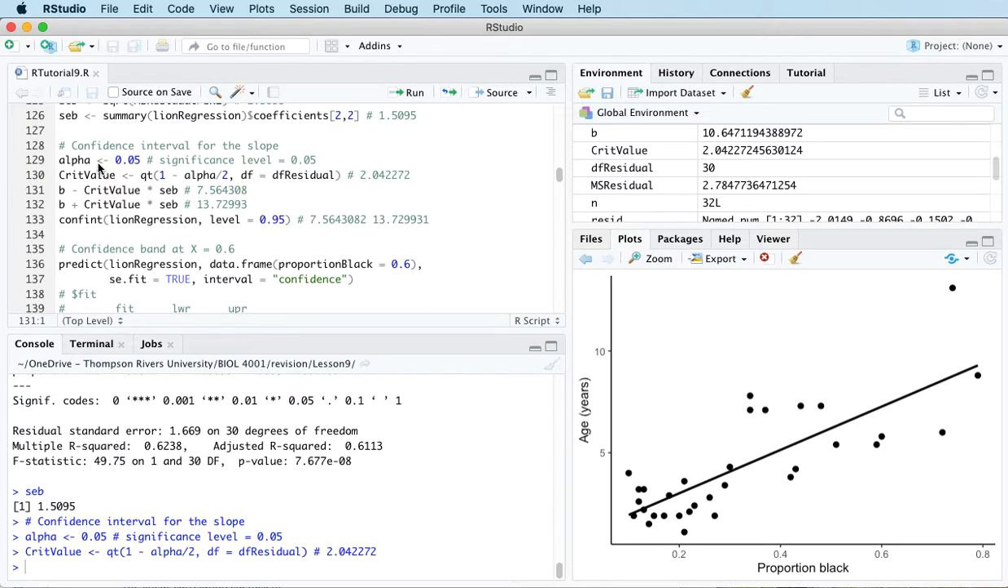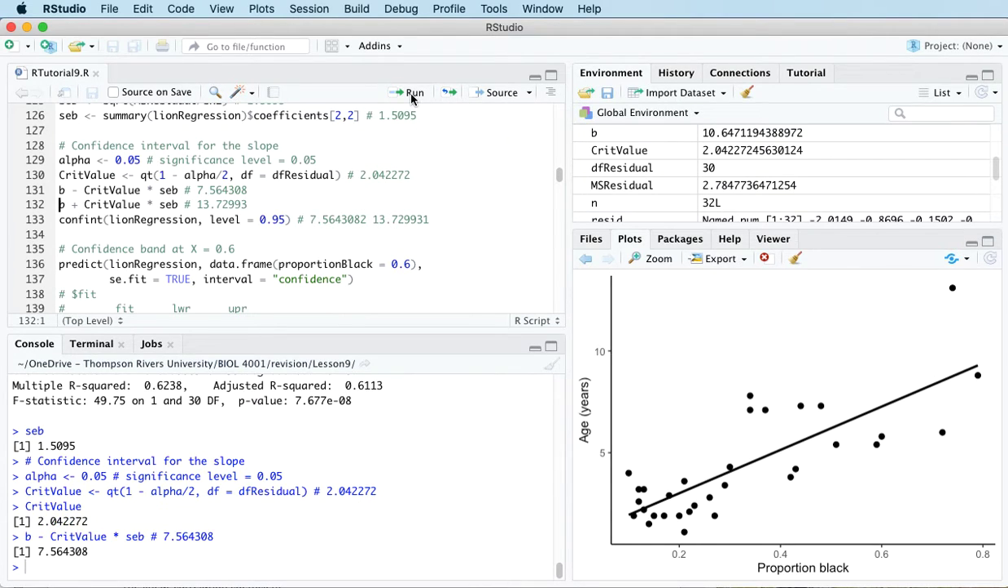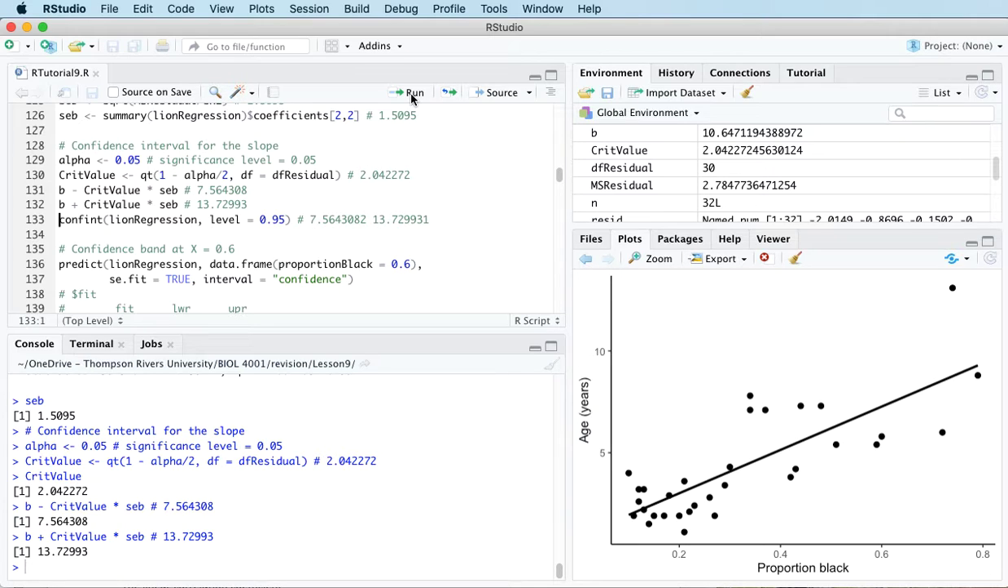So in this case, that critical value is 2.042272, and then we calculate our lower bound and our upper bound for the interval using the estimated slope, which is b, plus or minus the critical value times the standard error. So we get 7.564308 for the lower bound, 13.72993 for the upper bound.